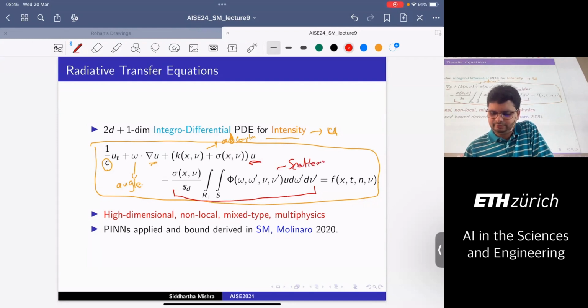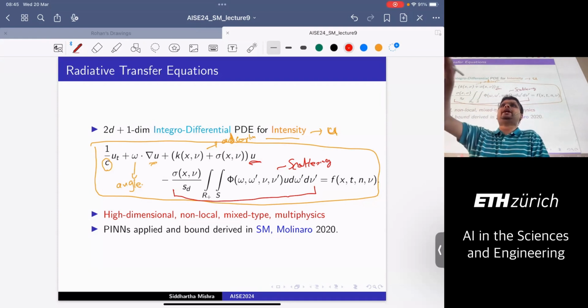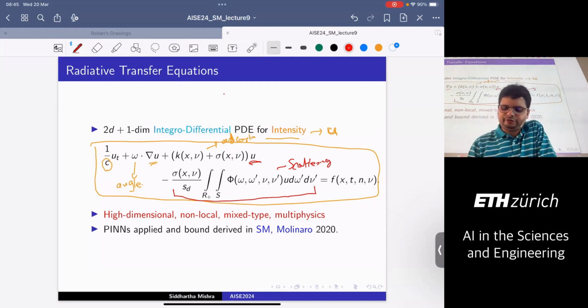This is scattering. And this is measured in terms of this complicated formula, which tells us that you take all the angles together and you integrate the scattering coefficient. And finally, there are some source terms, right? So how many dimensions are there? So this U is a function of time, in general, but in many, many cases, you can ignore time.